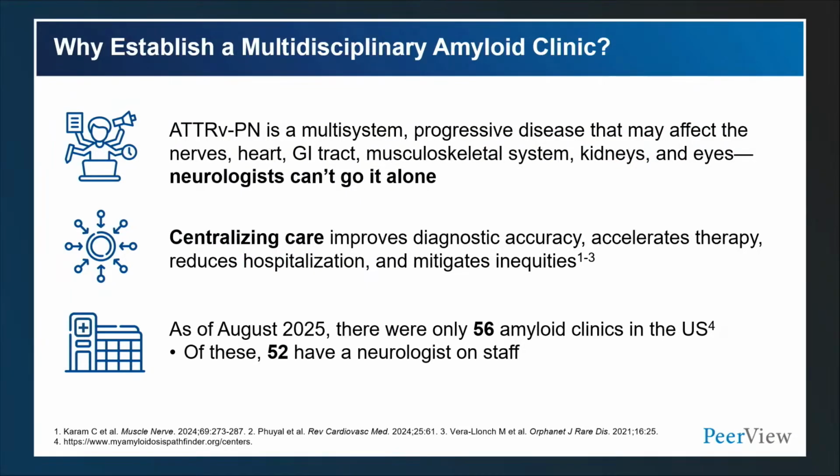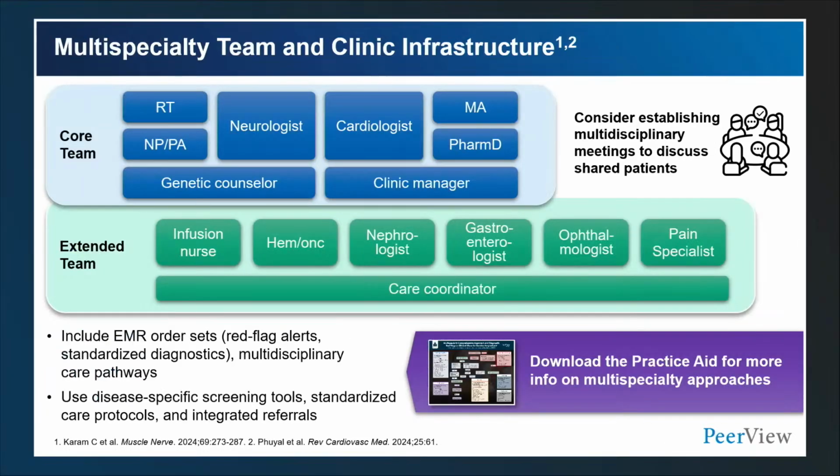As we talked about, neuropathy from amyloidosis is really a multisystemic progressive disease and affects multiple organs. So we can't do it alone. We really need the help of our colleagues in other subspecialties to help us with early diagnosis and initiation of treatment to make sure we're addressing all of their organs. As of August 2025, there are only 56 amyloid clinics in the US, and of these, 52 have a neurologist on staff.